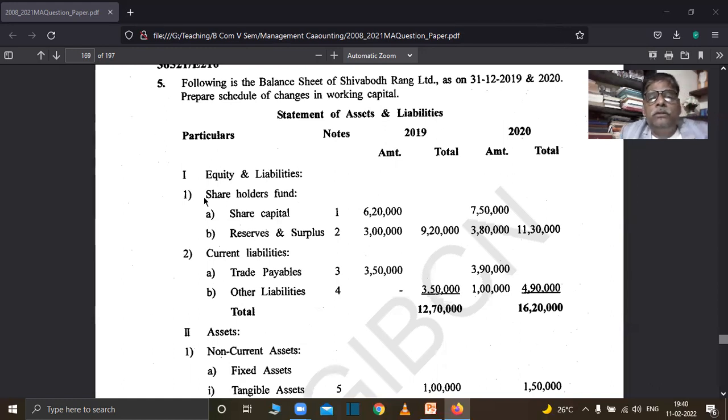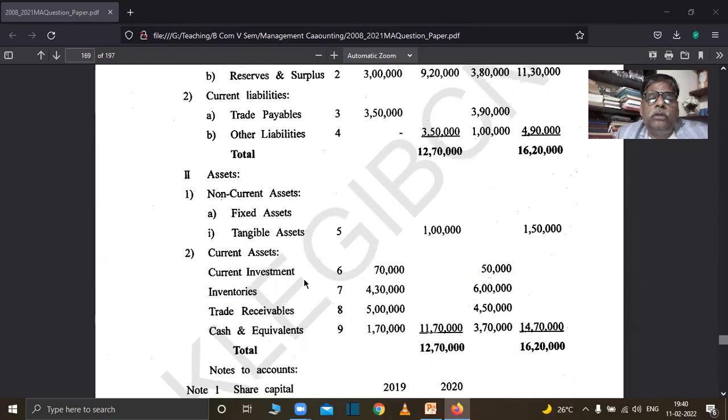You see here, first is shareholders' fund. It is not a current liability. Second is the current liability; directly current liability is given. In the current liability, trade payable and second is other liability. These are the two items. On the basis of these two items, as per the note, you have to take the item.